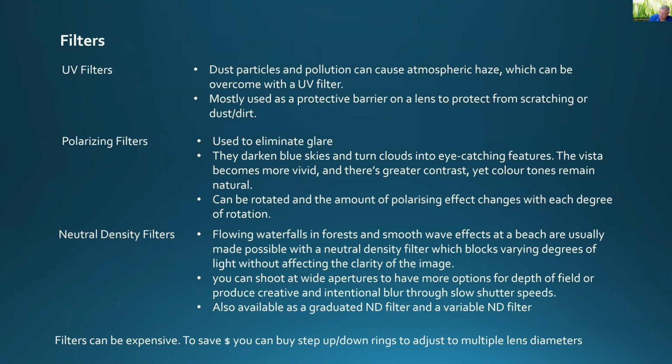And then you can get step up or step down rings. So I can use that 72 millimeter neutral density filter or polarizing filter, and I can use it on a lens that's maybe only a 50 millimeter diameter. So you don't have to buy, you know, in a polarizing filter, you don't have to buy 5. You could buy 1 and have the step up rings instead.